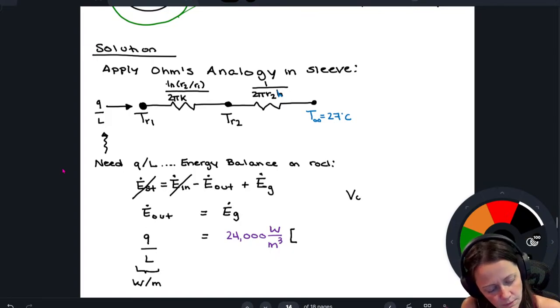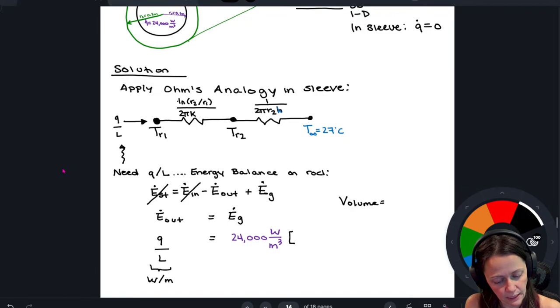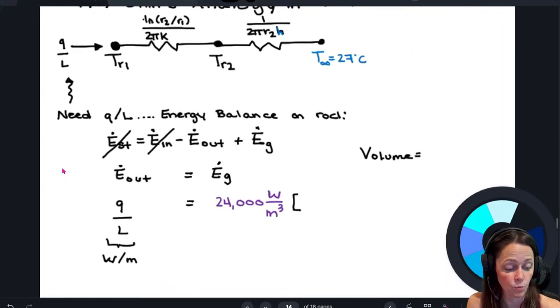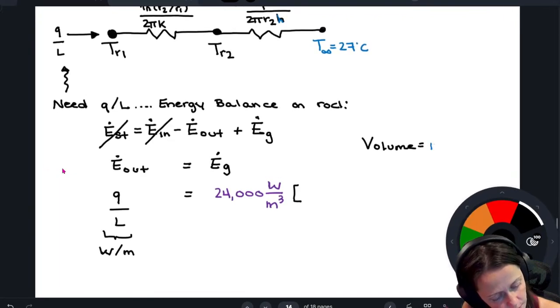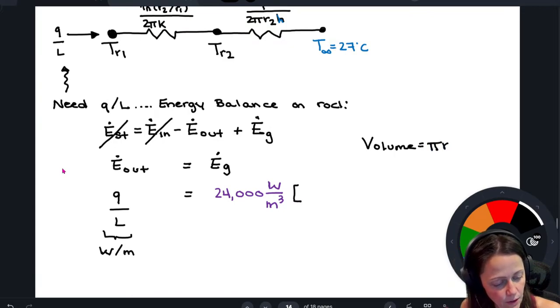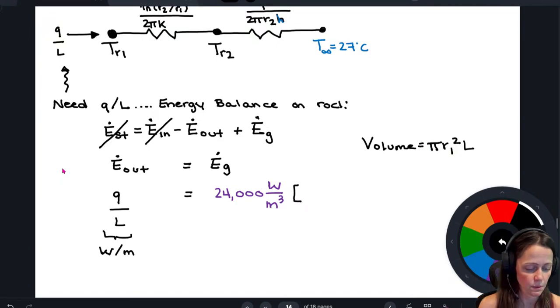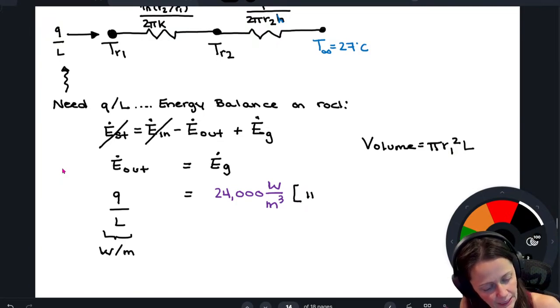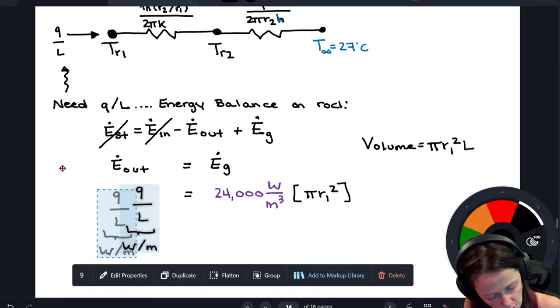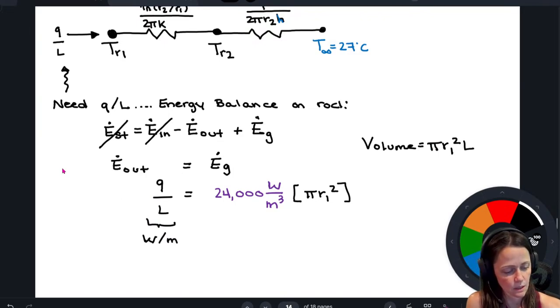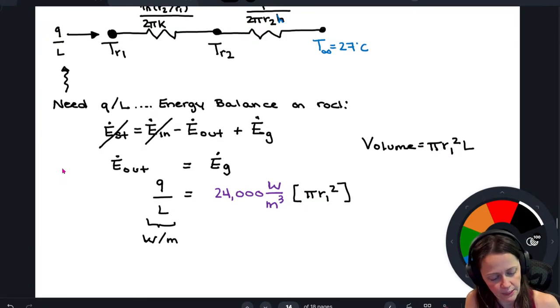So the volume is going to be the cross-sectional area of that rod times the length. So it's going to be pi r1 squared times the length, but we're just going to multiply this guy by pi r1 squared because you can see we've divided through by that length. Let's move him a little closer. Okay, and so now I've got an equation for that Q double prime, and so I can plug in.